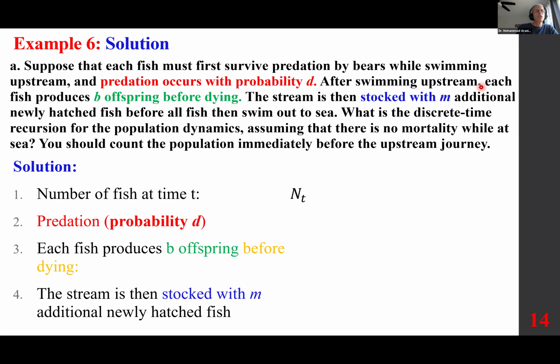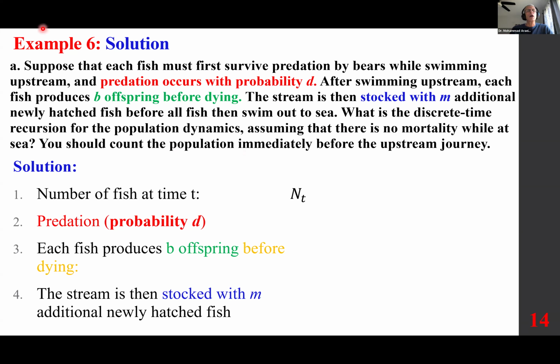After swimming upstream, each fish produces B offspring before dying. So they get multiplied by B, and then because they die themselves, it's just multiplication by B. The stream then is stocked with M additional newly hatched fish before all fish then swim out to sea. What is the discrete time recursion for the population dynamics, assuming that there is no mortality while at sea? You should count the population immediately before the upstream journey.